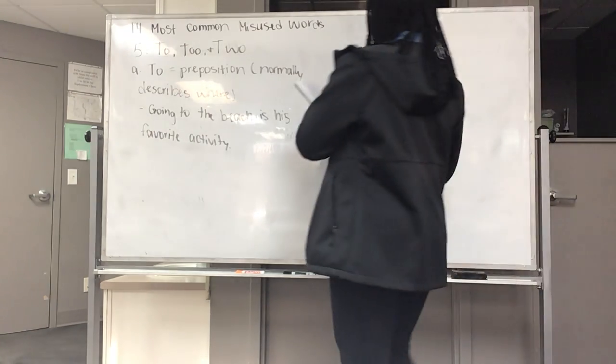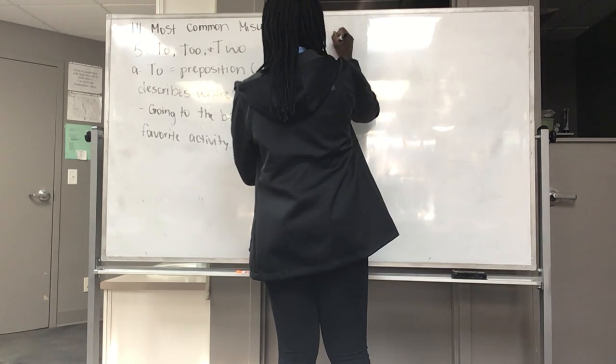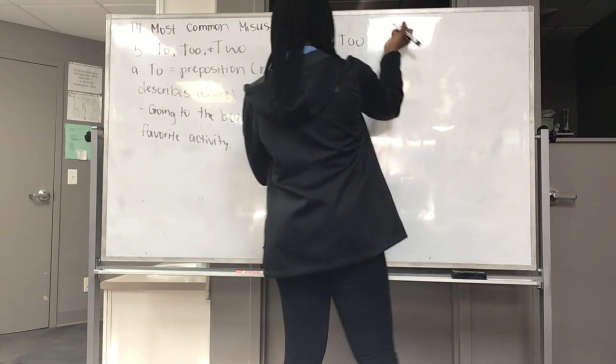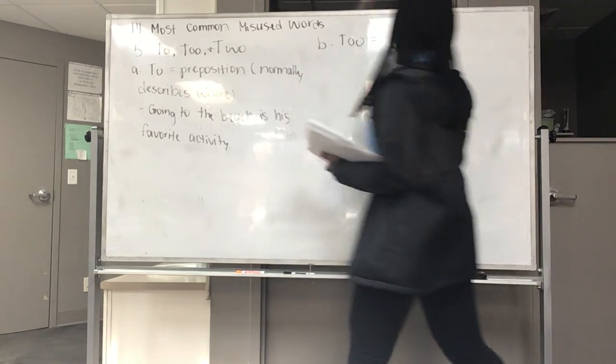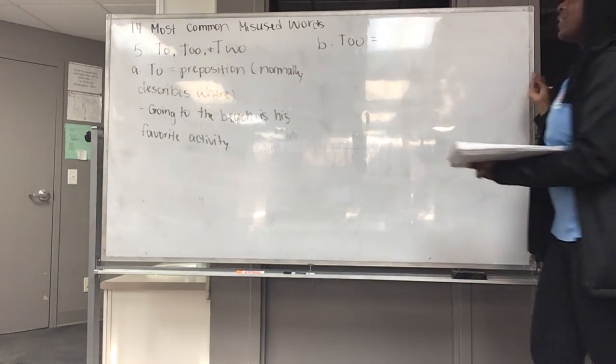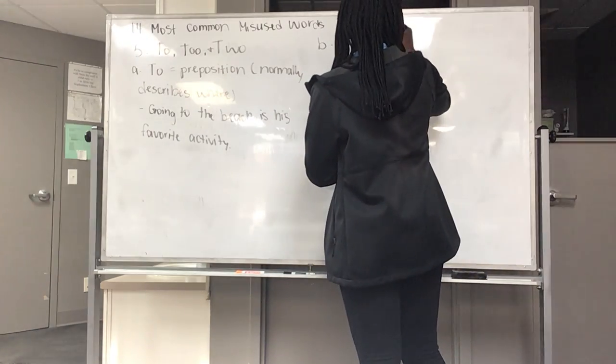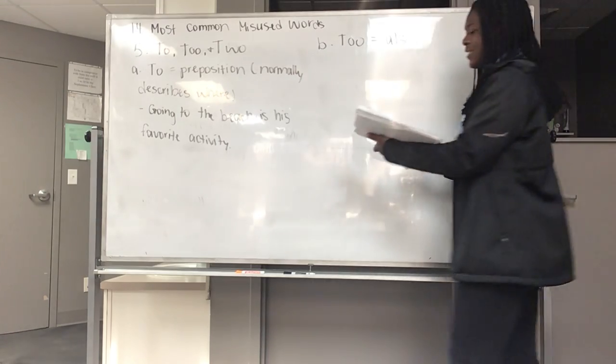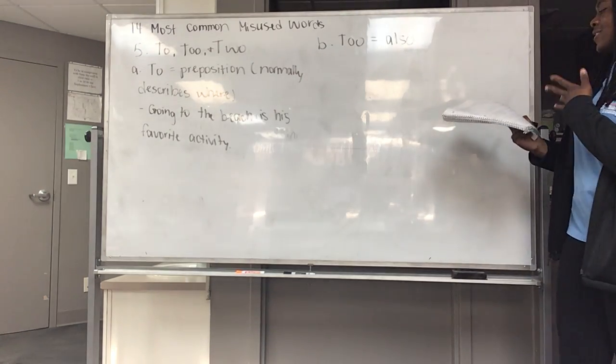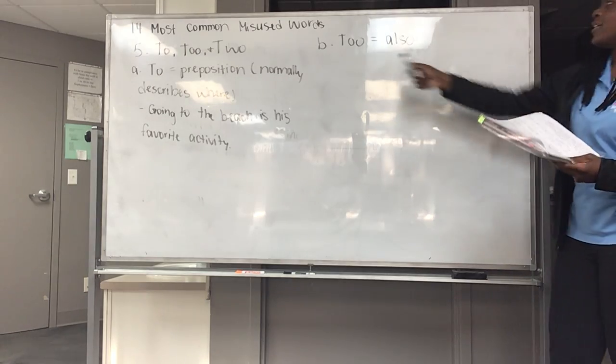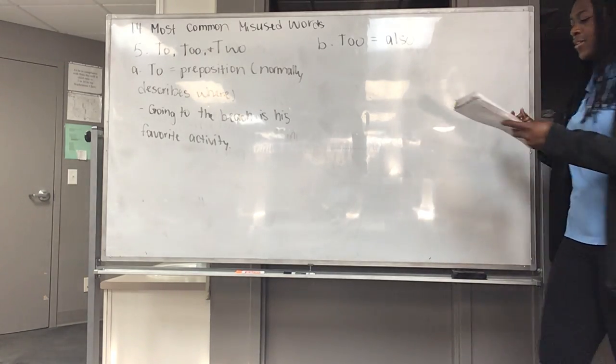Then I'm going to write the second type up here. So that's T-O-O. When you see this word T-O-O, I want you to think "also." A lot of times if you see it on the ACT, you can replace it with the word also. And if it makes sense, you're going to know that this is the form of "to" that you want to use.